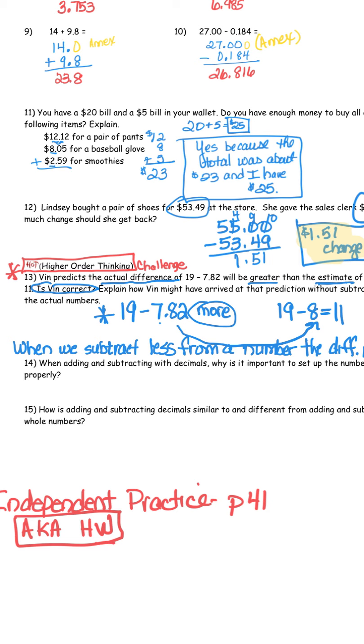All right. Getting down to the last two, number 14, when adding and subtracting with decimals, why is it important to set up the numbers properly? Why is it important to set them up? Because we want to get the right answers. So you could write that down. So you get the right or correct answers. And remember, you always line up your decimals. Line them up. You heard that in the video, right? So you get the correct answers.